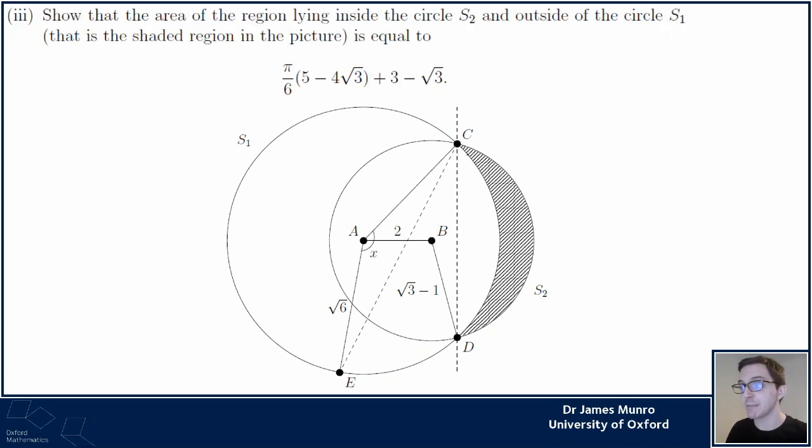Part 3 asks us about this shaded area, inside circle S2 but outside circle S1. We're asked to calculate it and show that it's equal to some horrendous expression involving pi and the square root of 3.